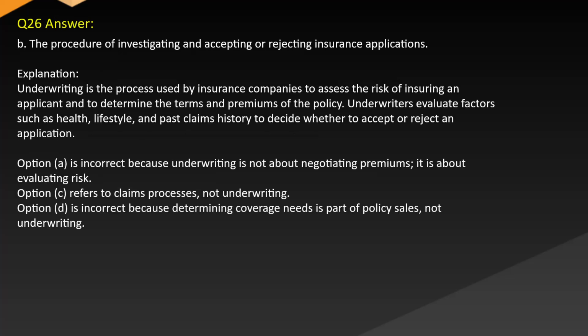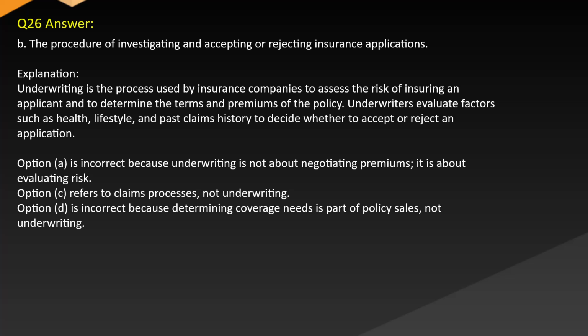Answer. B. The procedure of investigating and accepting or rejecting insurance applications. Explanation. Underwriting is the process used by insurance companies to assess the risk of insuring an applicant and to determine the terms and premiums of the policy. Underwriters evaluate factors such as health, lifestyle, and past claims history to decide whether to accept or reject an application.